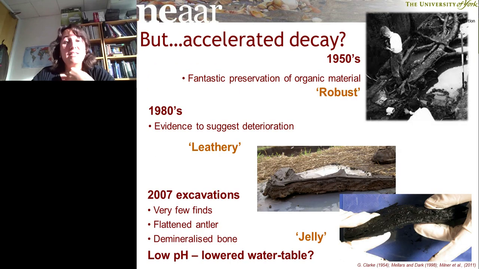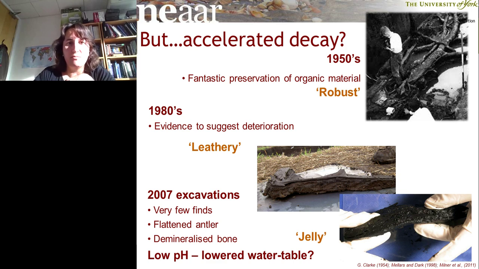Now the site was discovered in the 1950s, and as I said, one of the key features about it was this fantastic preservation of organic materials, which obviously don't normally survive for that length of time. In the 1980s, there was some evidence to suggest that some of these organics had deteriorated a bit, but it was really in the 2007 excavations that people became more and more aware how in danger some of these artifacts were. There were very few finds. The antler that was found was completely flattened. The bone that was found was demineralized.